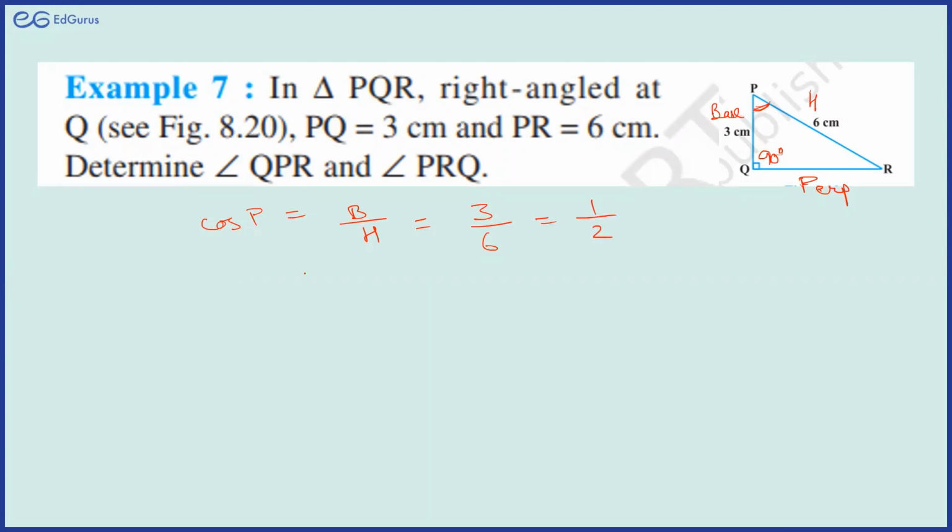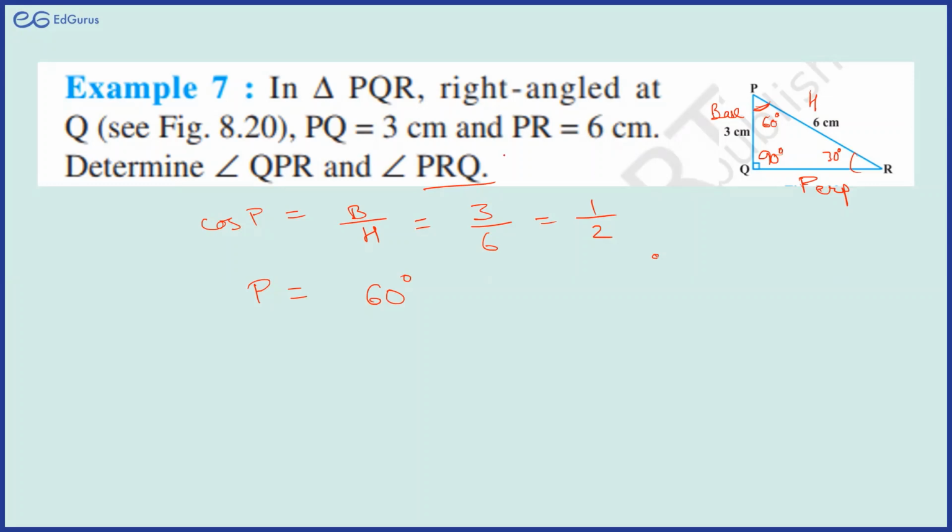So cos of which angle is equal to 1 by 2? Cos of 60 degrees. So P is equal to 60 degrees. Similarly, you can also find PRQ. Now you know this is 60, so the sum of QPR and PRQ must be 90. So this has to be 30. So PRQ is 30 degrees.